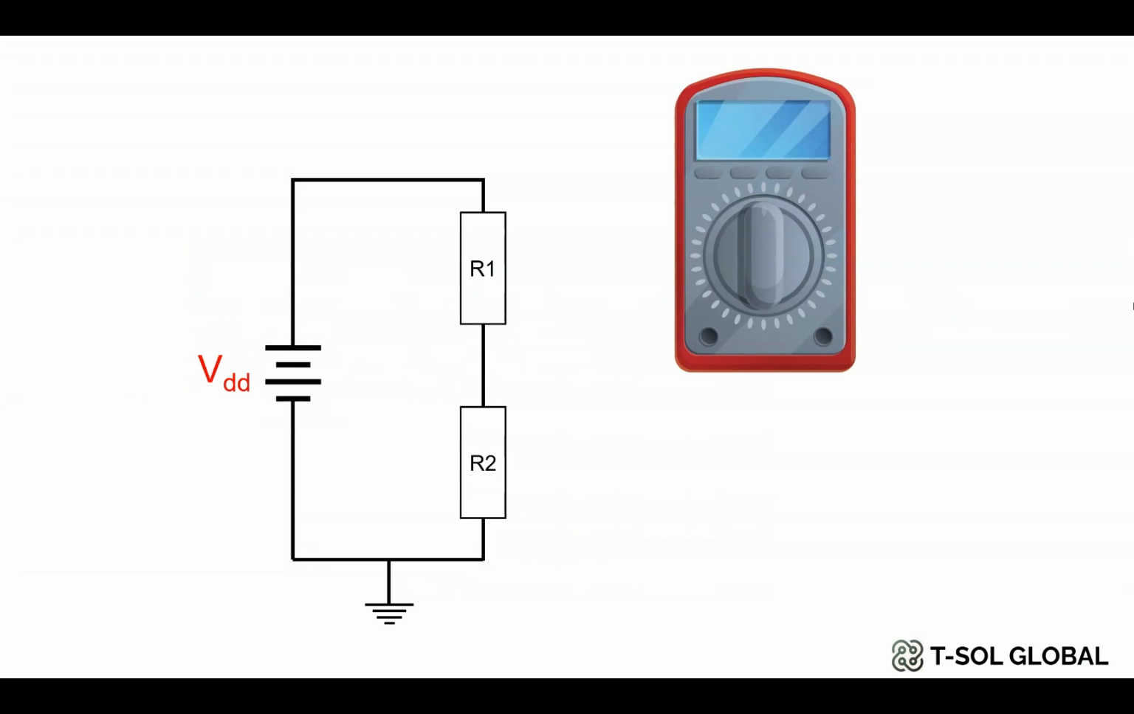Here we have one basic example of an electrical circuit which includes a DC power supply VDD and two resistors R1 and R2. To measure the voltage drop in the R1 or R2 resistor, you can either use a digital multimeter or an analog multimeter. You can also calculate this voltage drop manually by using the voltage divider rule.